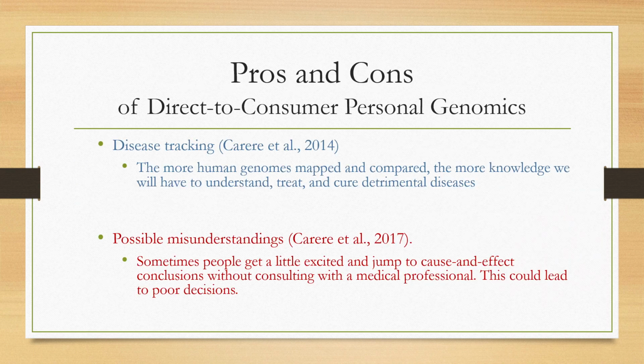What are some pros and cons of the direct-to-consumer model? A study of personal genomic data performed in 2014 found that the direct-to-consumer model allowed for a large and ever-increasing sample size of genomes across the planet. A benefit of this data is more accurate genetic disease tracking.